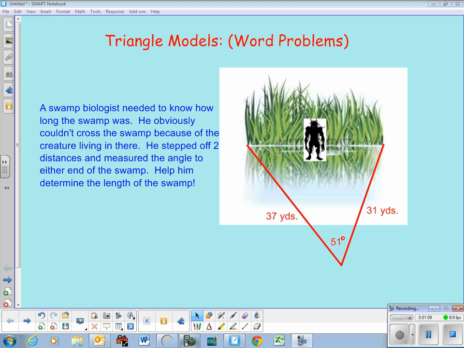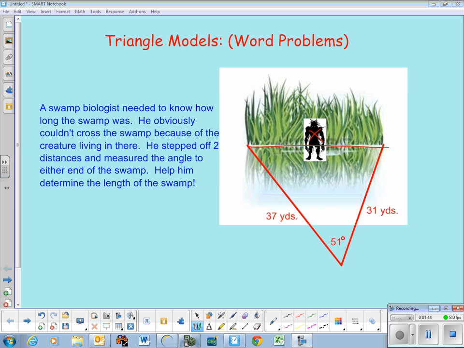So here's an example. If you need to measure across something and you can't walk across it and count your steps or extend a tape measure across it, like a body of water or in this case a swamp with a creature living in it, what you can do is you can walk off some distances, and if you can measure the angle, then you can use your new tools, law of sines, law of cosines, to find some missing distances. So what I want to know here is how far is it across the swamp? I'm not going to get in my little boat and mess with this creature. I can't walk across it.